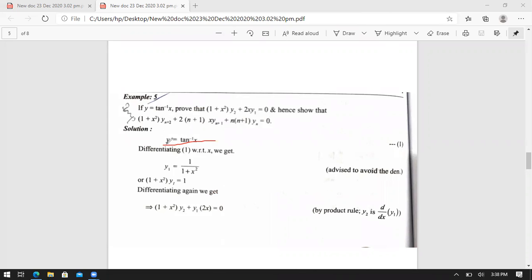Okay. First, you take the solution, that is y is equal to tan inverse of x. You know that one. What is the formula for the derivative of tan inverse? The derivative of tan inverse of x is 1 divided by 1 plus x square. Okay. First, you differentiate equation 1. This is equation 1.